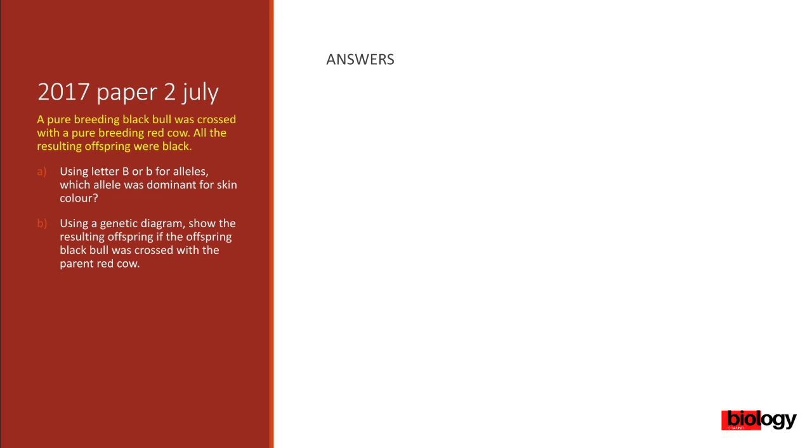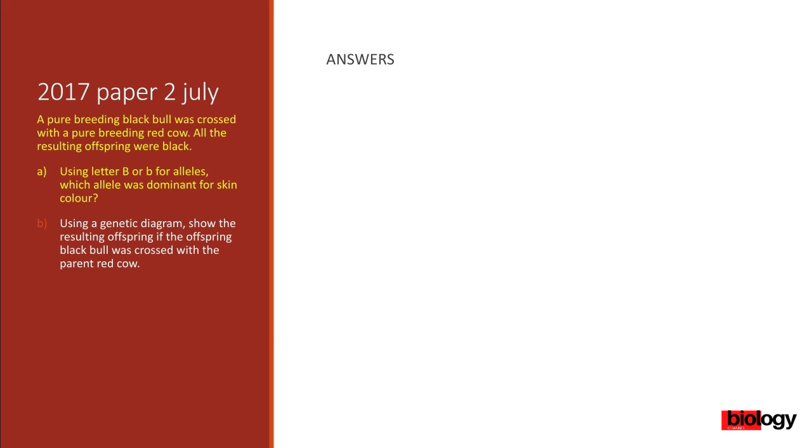What does that tell you? Well, for me, I'm able to say black is dominant over red. Why? Because all the resulting offsprings were black. That simply means black was dominant over red, because if you look at the statement, all the resulting offsprings, all the children, were black. So black is dominant over red. That's the information that we have. Now let's go to the questions.